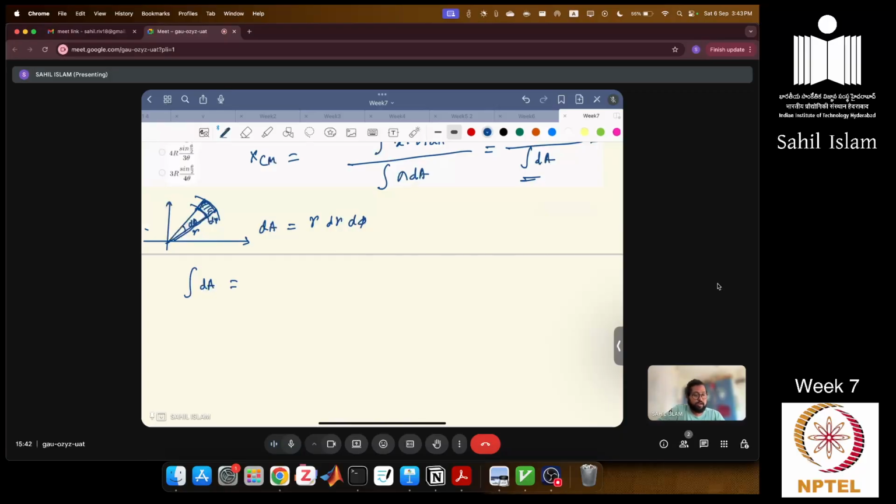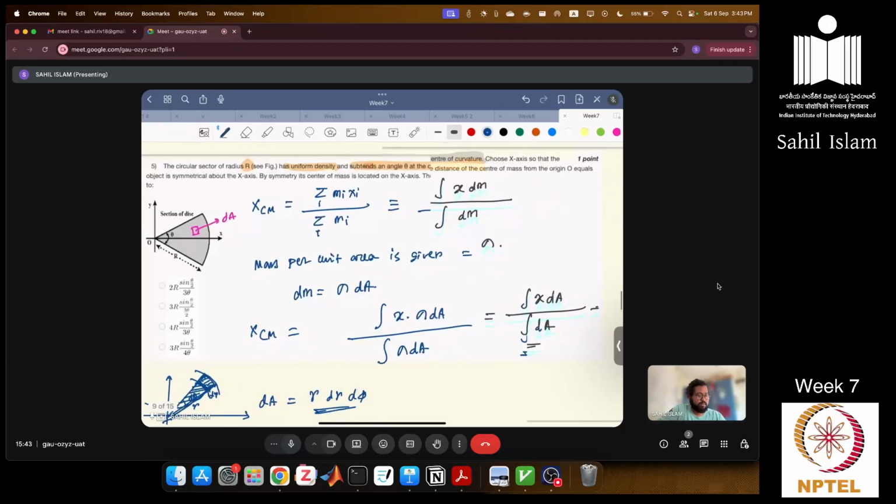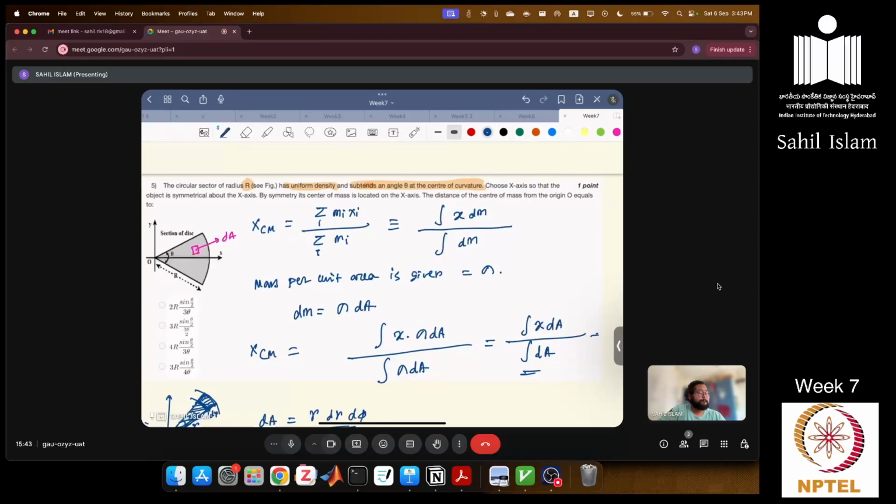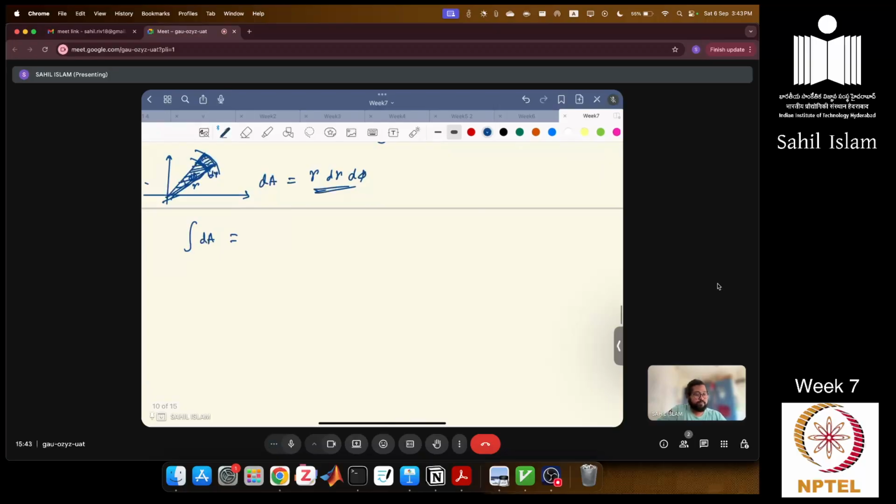To calculate the whole area from here, we need to integrate the area element. The area element is r dr d phi, not the whole area, just this part.